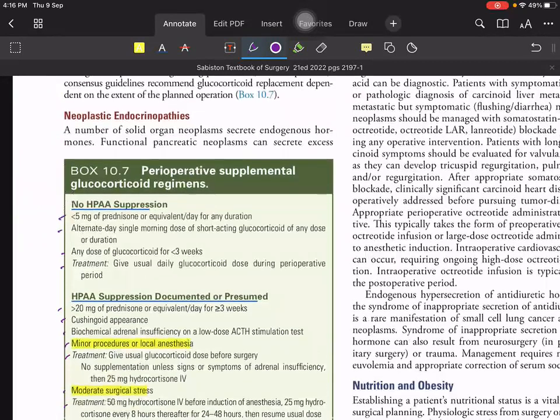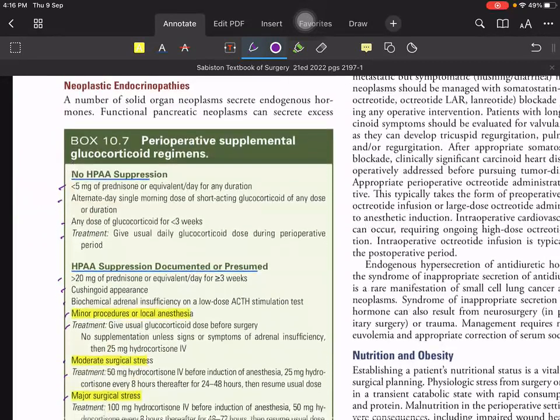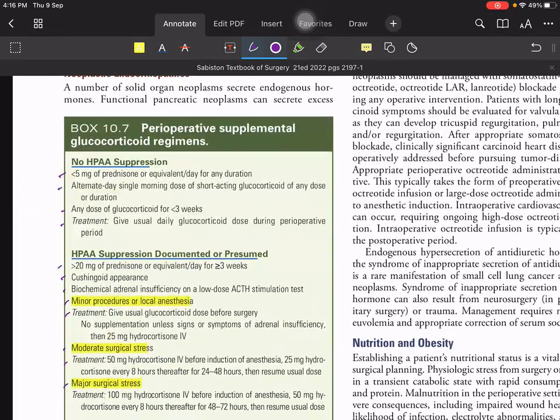In that, they're telling one table is very important: perioperative supplemental glucocorticoid regimens. How to identify? Suppose the patient has no HPA suppression. How to identify they do not have any HPA suppression? Less than 5 milligram of prednisone for any duration, or an alternate-day single morning dose of short-acting glucocorticoid of any dose and duration, or any dose of glucocorticoid for less than 3 weeks. Even if that is there, the HPA suppression has not happened. So for that patient, the treatment is to give the usual daily glucocorticoid dose during the perioperative period.